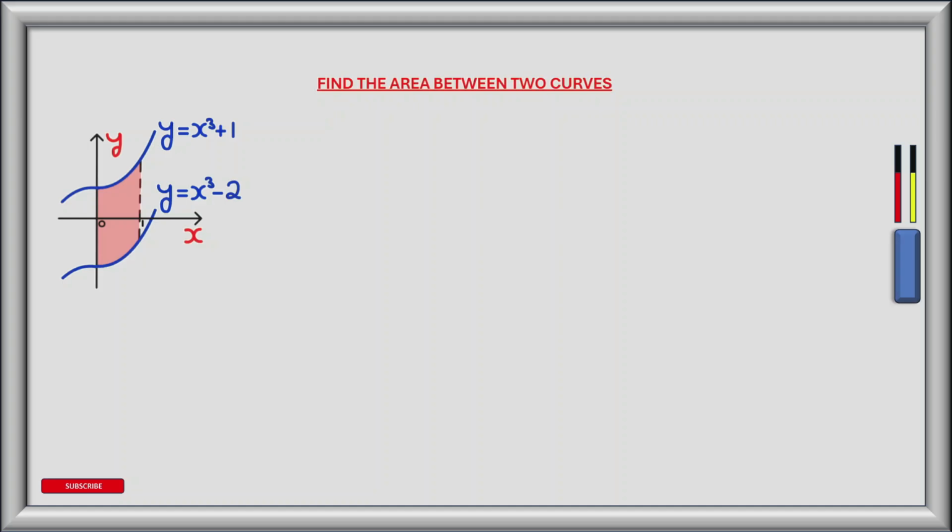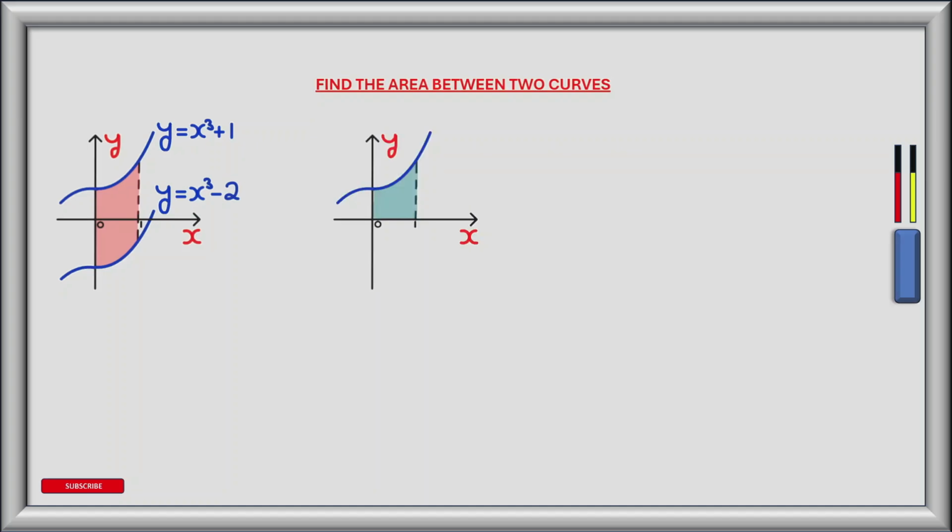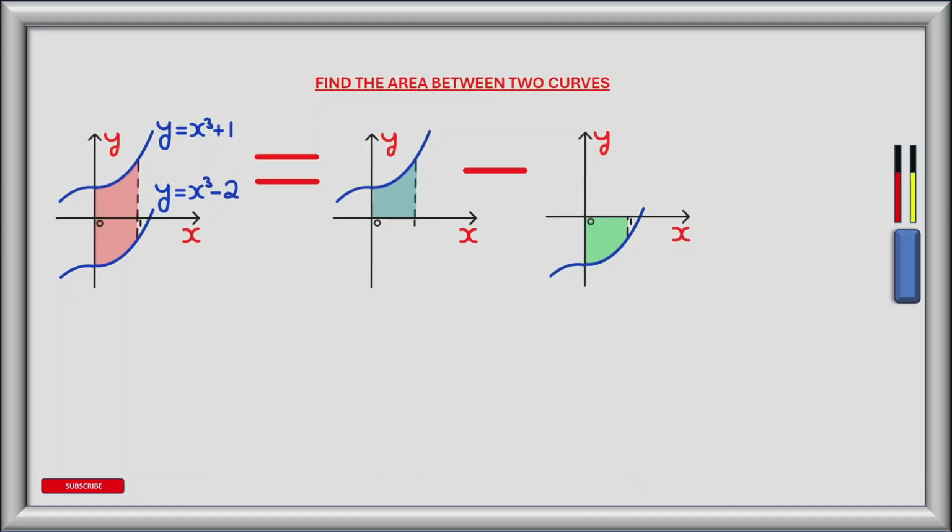Let's now look at each of the curves between the limits of x equals 0 and x equals 1. For y equals x cubed plus 1, the area between the limits of x equals 0 and x equals 1 and under the curve is shown by the blue shaded region. And for y equals x cubed minus 2, the area between x equals 0 and x equals 1 and under the curve is shown by the green shaded region. If we now subtract the green shaded region from the blue shaded region, we find the area between the curves shown in red. I can now hear you scream, "How can this possibly be true, John?"